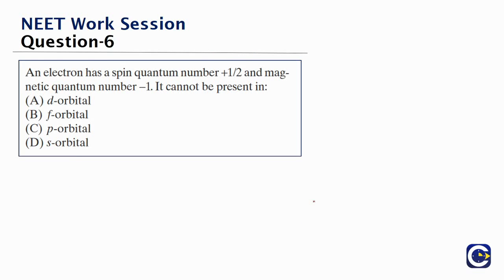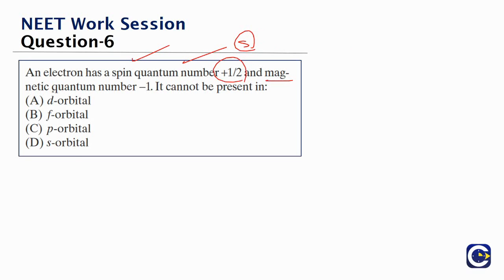This is about the quantum numbers. So look at it. An electron has a spin quantum number plus half. We know that electrons can have spin quantum number either plus half or minus half. There is not much information that we get from this statement, because the spin quantum number of an electron can be either just plus half or minus half, only 2 possible assigned values, isn't it?